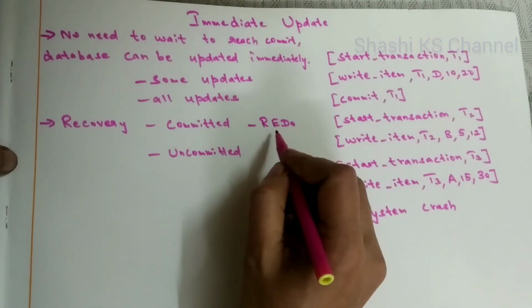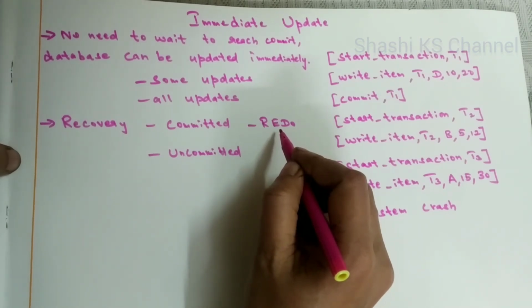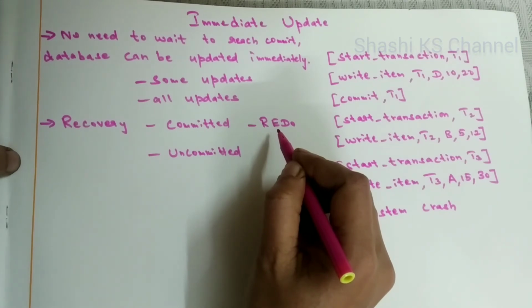So what is the meaning of redo? The updated new values of the data items have to be fetched from the log, and they have to be updated in the database on the disk. The modified new values of data items have to be loaded in the database on the disk.